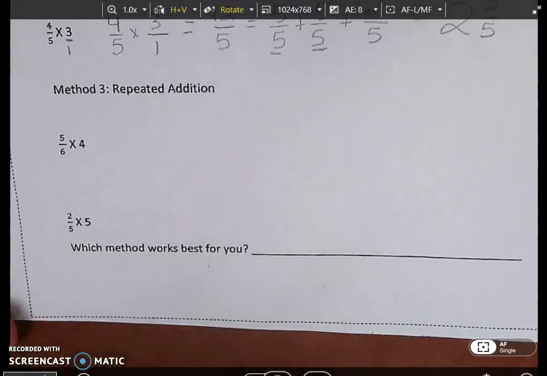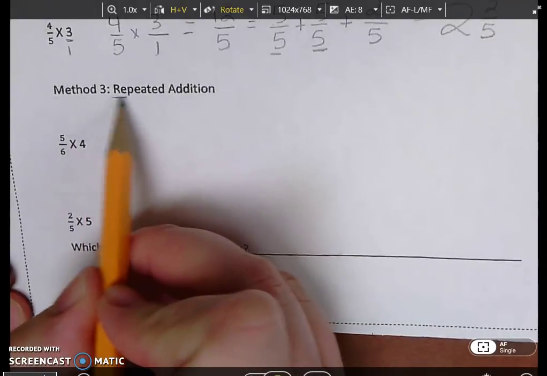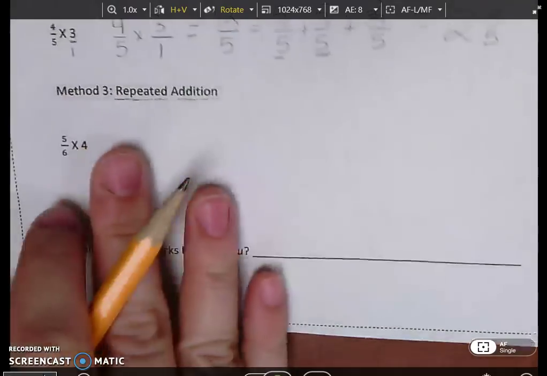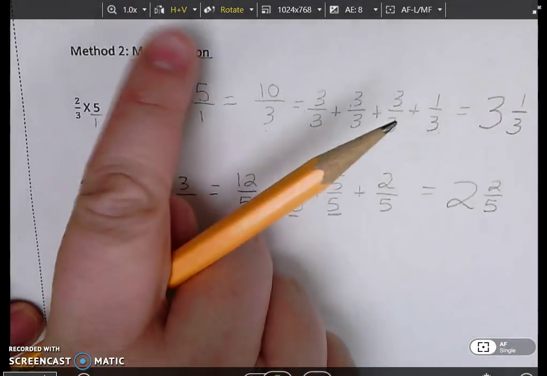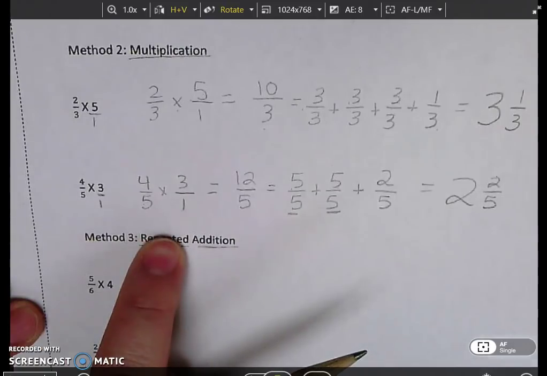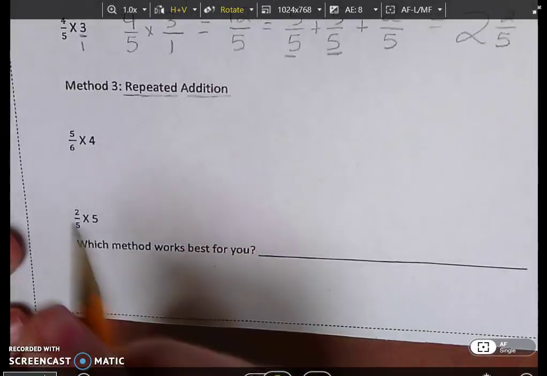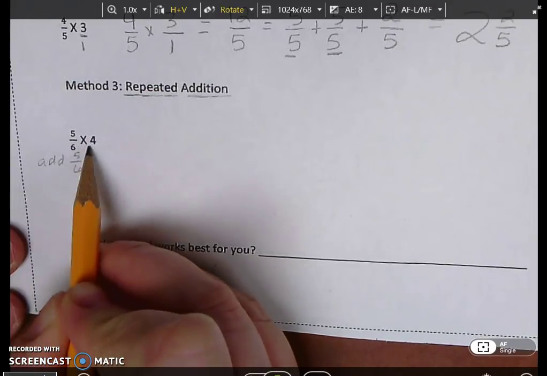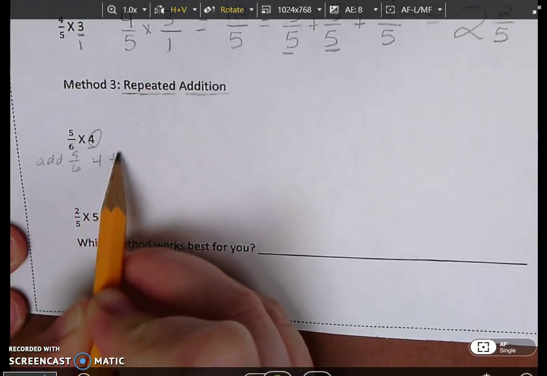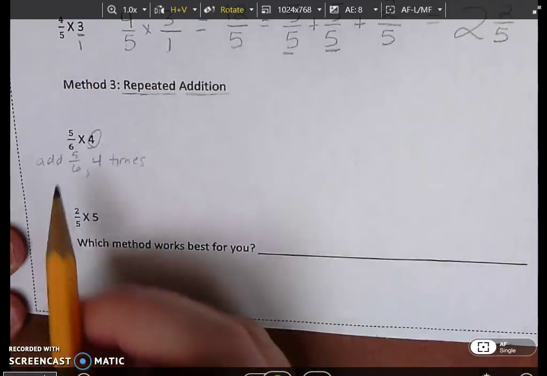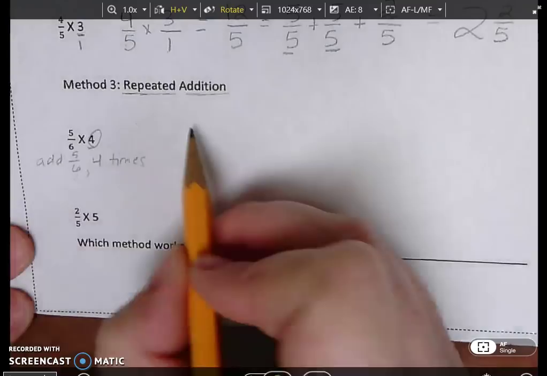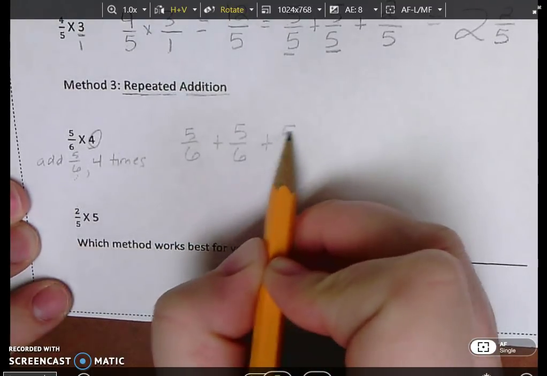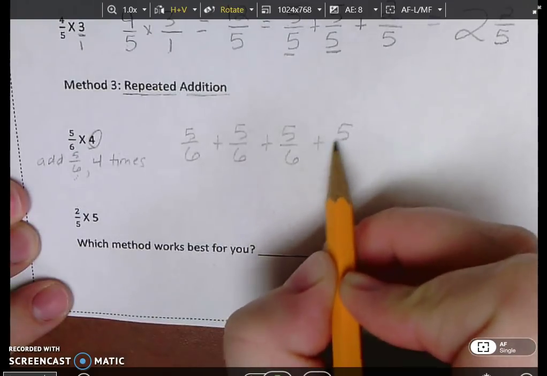Alright, let's look at number 3, repeated addition. So we're going to use repeated addition to multiply this fraction by this whole number. So we just talked about multiplication. Now we're going to do repeated addition. So that means I'm going to add 5/6 4 times. So I would do 5/6 plus 5/6 plus 5/6 plus 5/6.